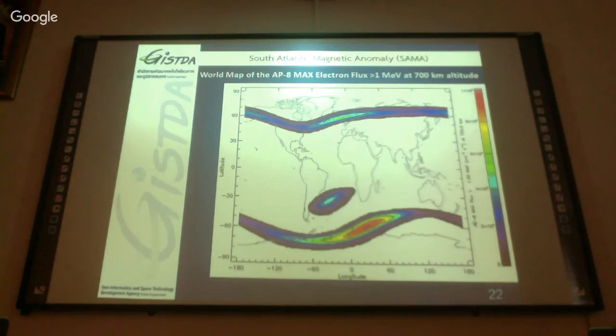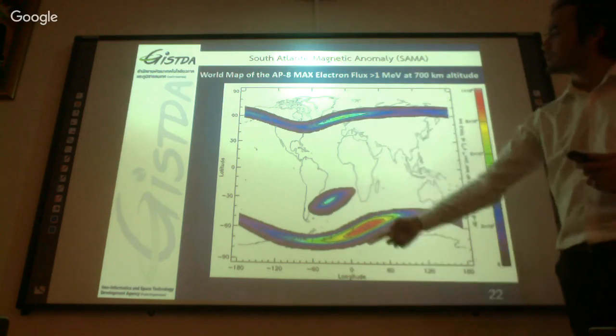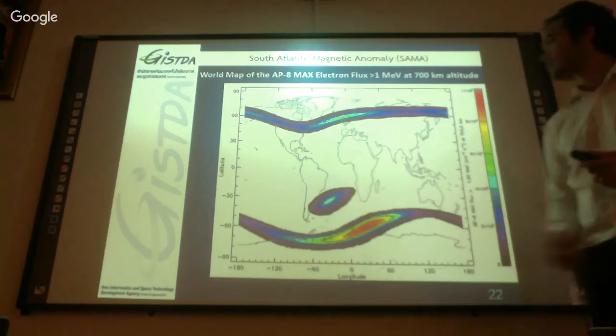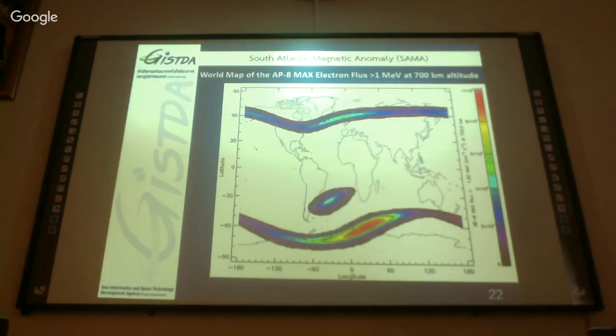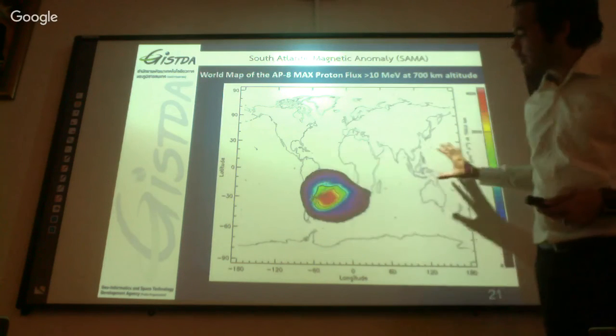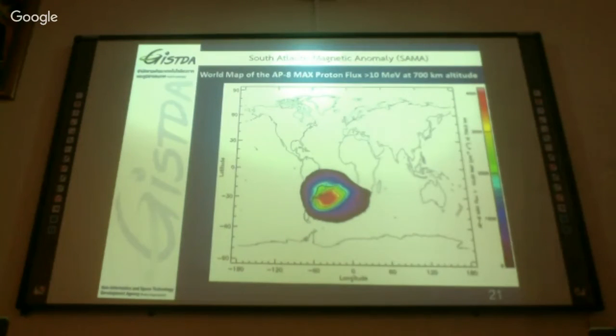And this is the simulation of the electron flux that is bigger than 1 micro electron volt at the 700 kilometer altitude. That means if our satellite is designed for a polar orbit, the satellite has to pass this area and this area also. But for the equatorial orbit, we will pass only this area. This is for the photon flux.